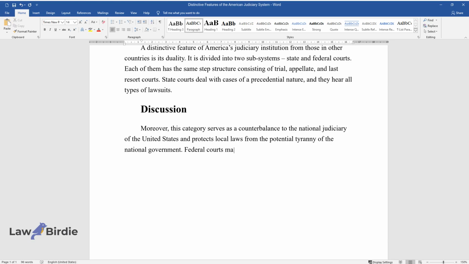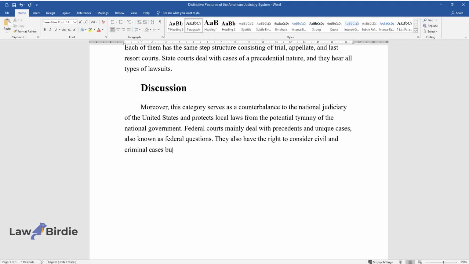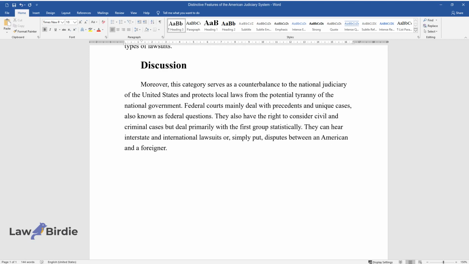Federal courts mainly deal with precedents and unique cases, also known as federal questions. They also have the right to consider civil and criminal cases but deal primarily with the first group statistically. They can hear interstate and international lawsuits or, simply put, disputes between an American and a foreigner.